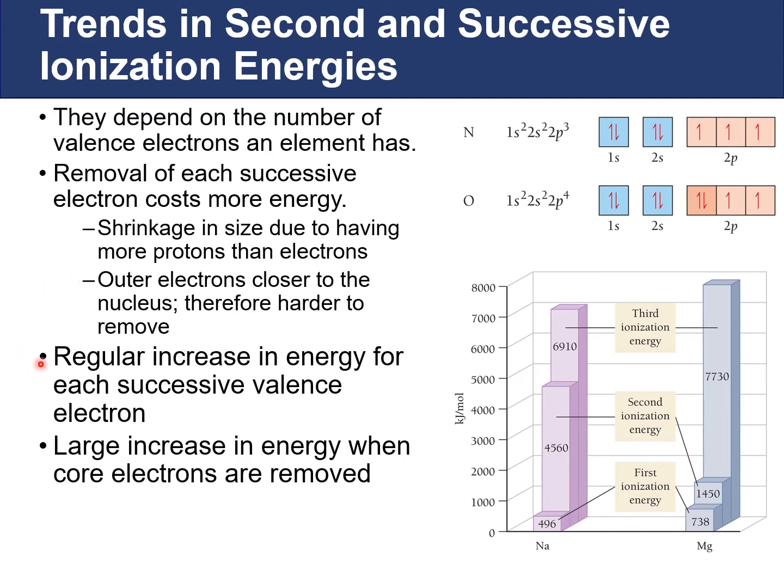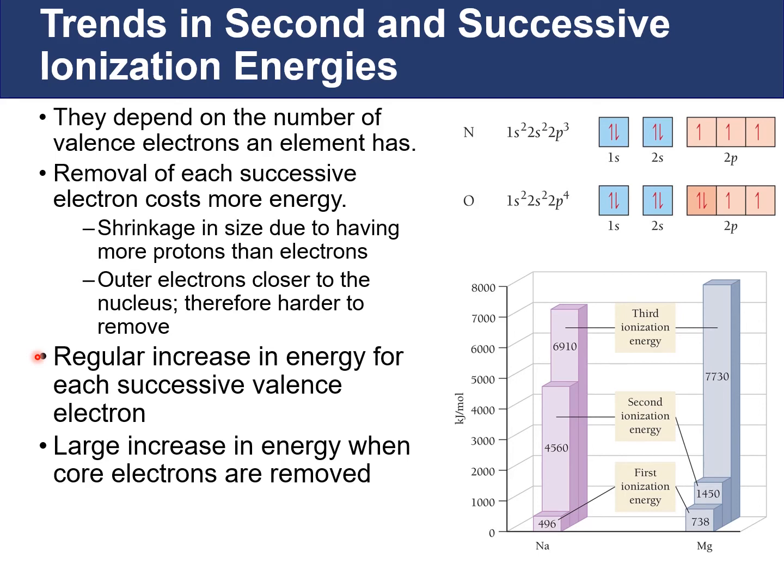in general there will be a regular increase in the energy for each successive valence electron. Often the increase in energy required for each successive electron will be a similar value. So the first one might take 2,000 kilojoules to remove, then the next one could be 4,100. The one after that would be 6,300. With each successive electron, there was an increase of about 2,000 kilojoules of energy.